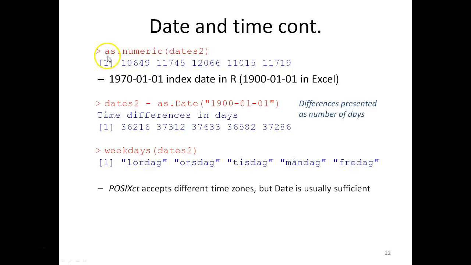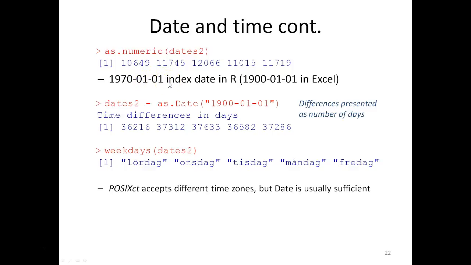If you ask R to convert the dates into numeric values using as.numeric, then you get this: numeric values in the range of 10 to 11,000 in this case, or 12,000. And what this is, is the number of days that have elapsed between R's index date and the dates stored in the dates object. And the index date in R, that's when everything starts, day 0, happens to be the 1st of January 1970.